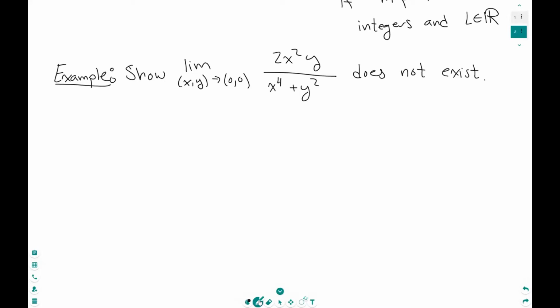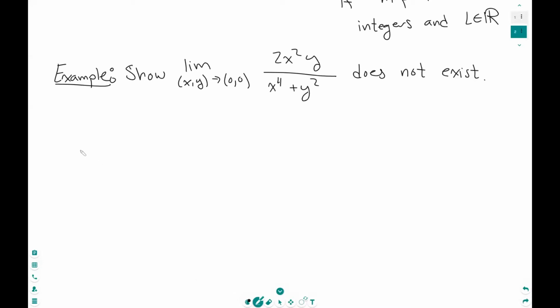So going back to what we said earlier, remember the limit doesn't exist if we can take two different paths and we get two different values, right? So I'm looking at this and maybe I can find two paths that have different limits along them. So how do we even formulate that?